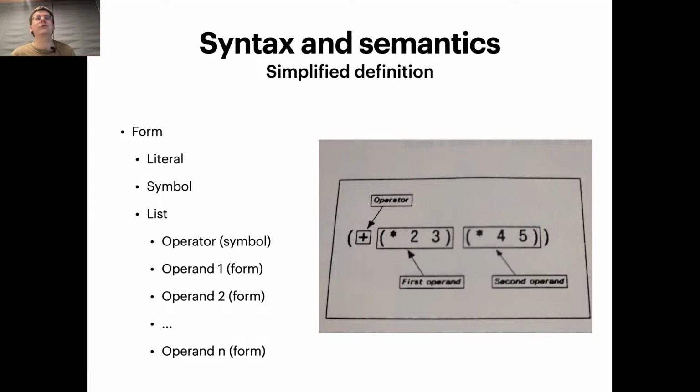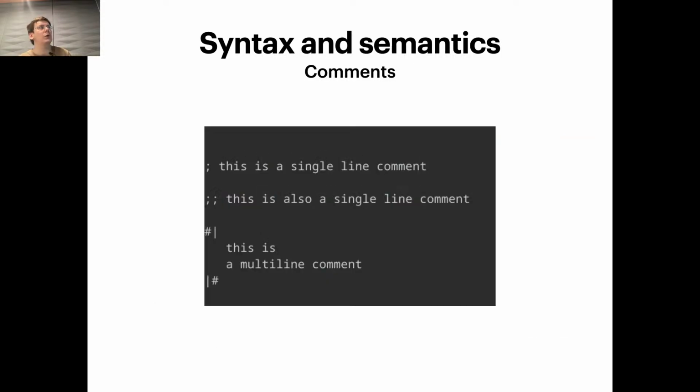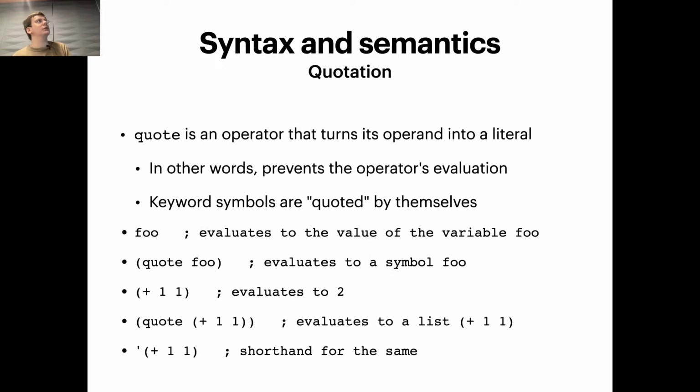These are literals, and plus and asterisk are symbols. They refer to functions. So this is how we write comments. They can be either single line with a semicolon, or multi-line. They're not really part of the semantics. They are completely ignored, but we can use them. And this is the important concept.